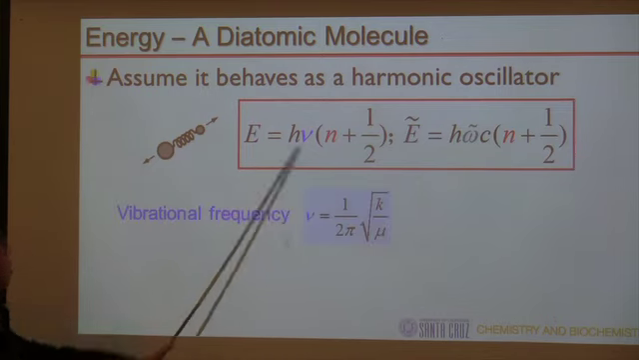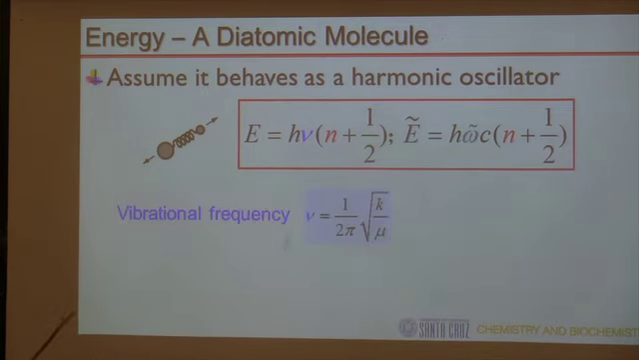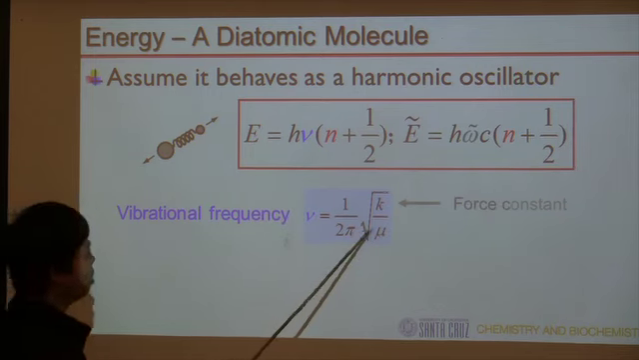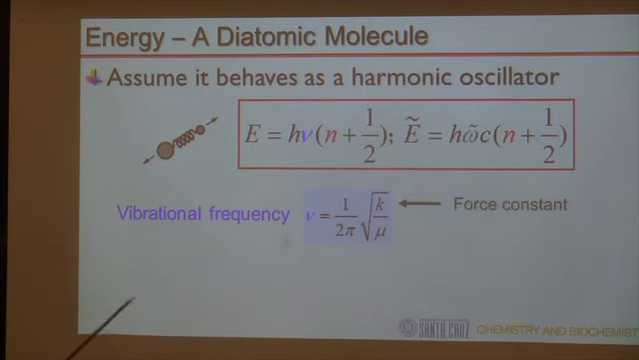Here, nu is the vibrational frequency, which contains two terms. One is just a constant, not quite interesting. The first term is the force constant, which is very important for describing diatomic molecules. The second one is the reduced mass, and I believe most of you know how to do that. For a two-body system, what is the reduced mass? M1 M2 over M1 plus M2.